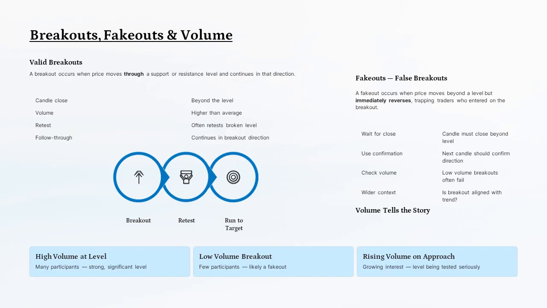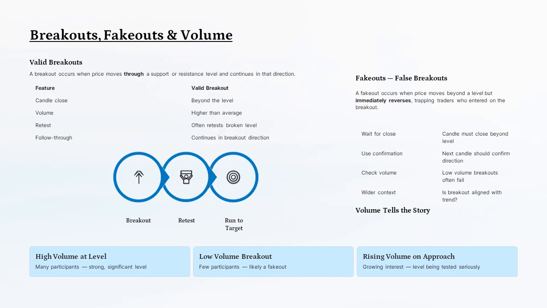Valid breakout. A valid breakout has several characteristics. First, the candle closes beyond the level. Not just a wick that pokes through, the close is on the other side. Second, volume is higher than average. Real breakouts attract participants. Fakeouts don't.